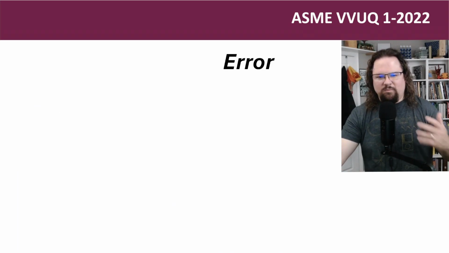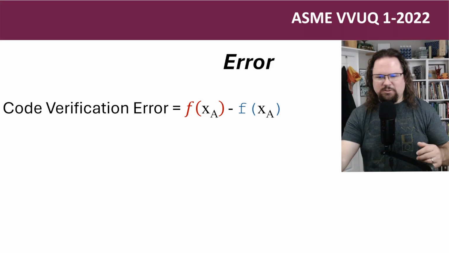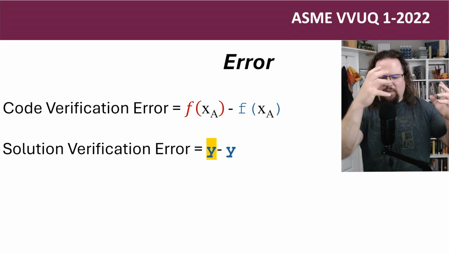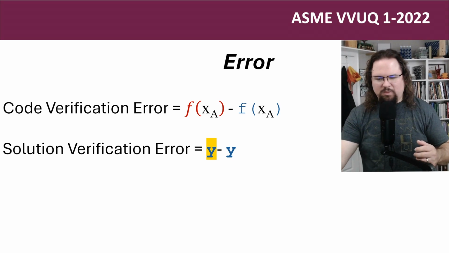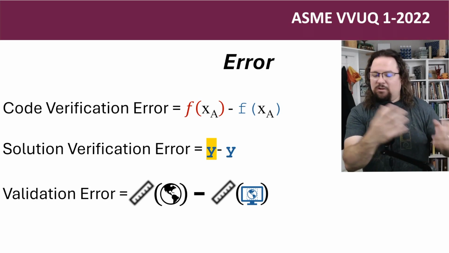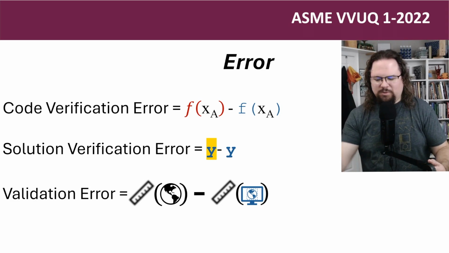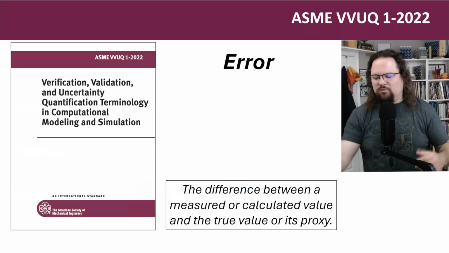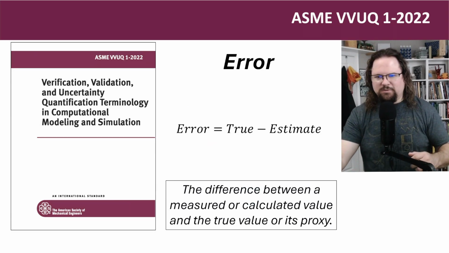So error, we've talked about a bunch of these already. We have code verification error, which is the difference between the mathematical model and the computational model. We've had solution verification error, which we said is the difference between the computational model on that infinite computer and the computational model on that computer with limited resources. We've talked about the validation error, which is really just the difference, including uncertainties, between whatever value in the real world and whatever value our computational model says. So error, the difference between a measured or calculated value and the true value or its proxy. And it's just error is equal to the true value minus whatever your estimate of that value is.